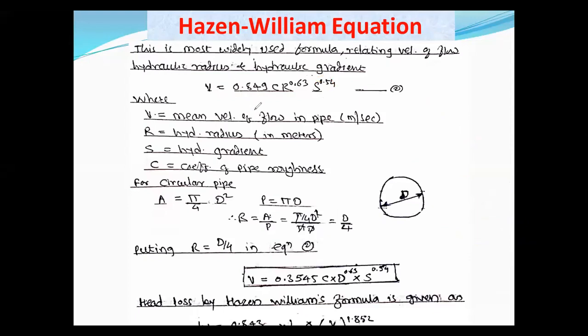So write down this equation here, Hazen-Williams equation. Write down the title, Hazen-Williams equation, and write down this equation. V is equal to 0.849 C into R raised to 0.63 and S raised to 0.54. Okay. Where V is the mean velocity of flow in the pipe, R is equal to hydraulic radius, S is equal to hydraulic gradient, and C is equal to coefficient of pipe roughness.